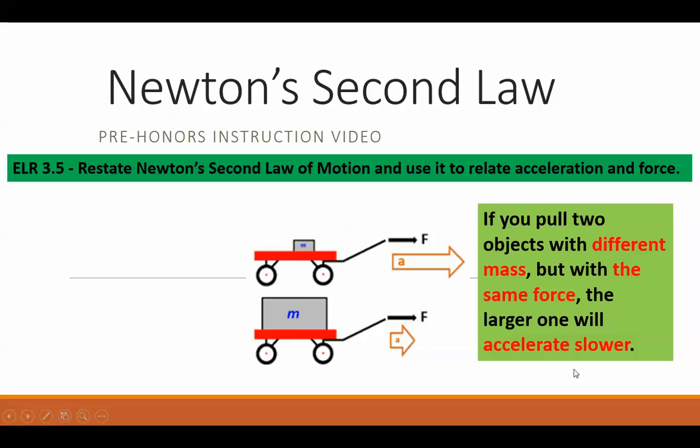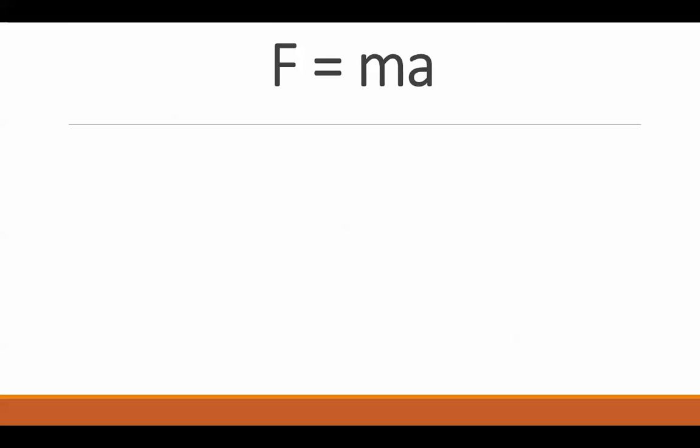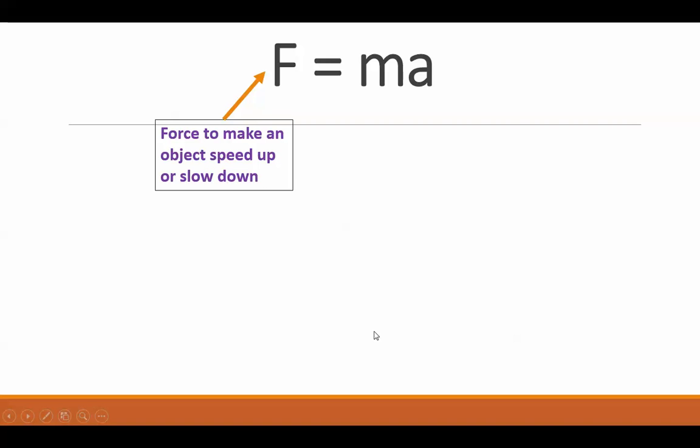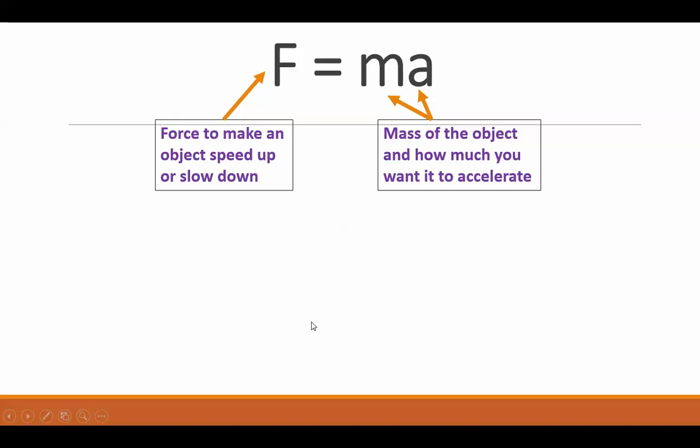Just now we're going to actually do some calculations with an equation. So that equation is force equals mass times acceleration. And you can think of this as the amount of force to make an object speed up or slow down is equal to the mass of the object and how much you want it to speed up or slow down. So if you want some massive object to speed up, you're going to have to apply a force. So force is equal to the mass times the acceleration. So let's do some practice examples.